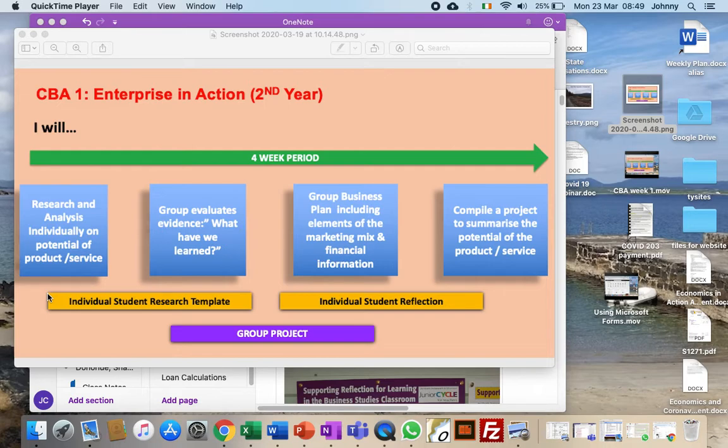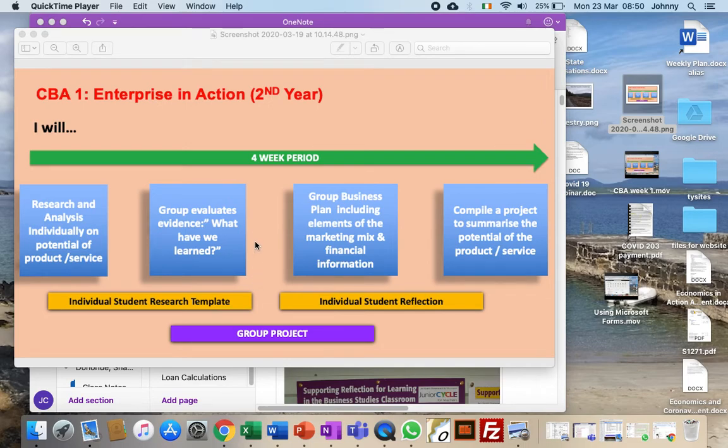At the beginning of week 1, the group would have had a discussion about the different types of research people would do, and then everyone goes off and does their own research. So now the group is asking ourselves, well, what have we learned from having done our research? And what we need to do now is start working on our research template and our student reflection. So we'll talk a little bit about that.